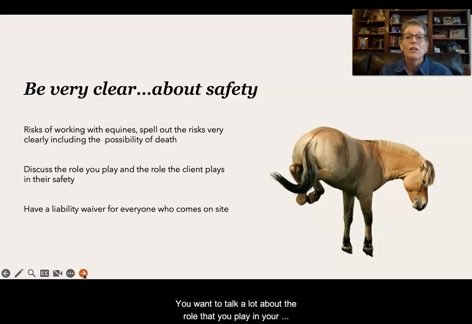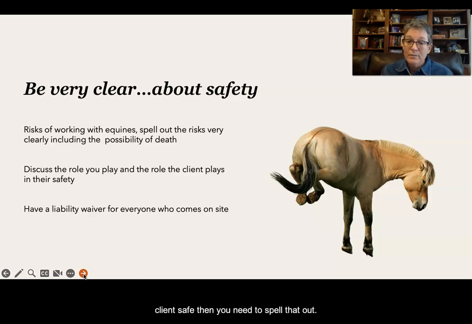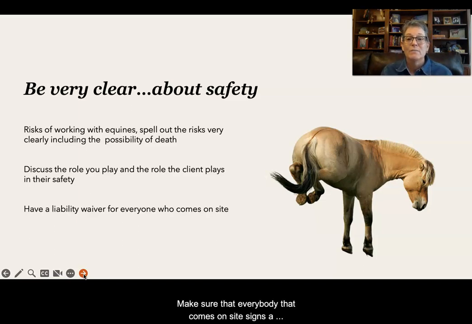You want to talk a lot about the role that you play in your client safety. Is it your job to keep your client safe? Because if it is, then you need to spell that out, and that's 100% on your shoulders. If it is not your job to keep the client safe, then you need to spell that out too. Make sure that everybody that comes on site signs a liability waiver, not just clients, but people who are there for tours or meet and greets.